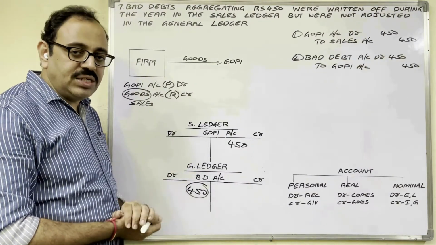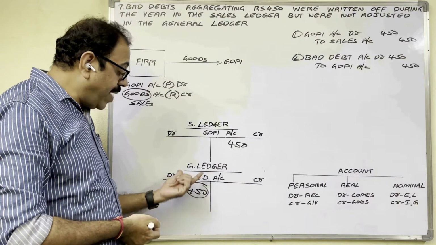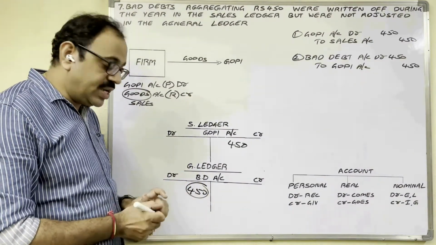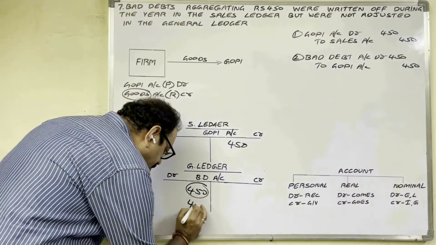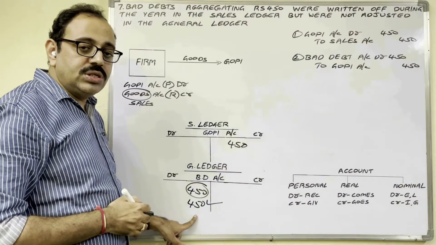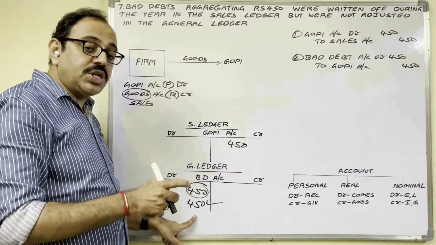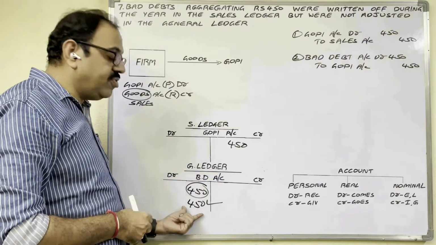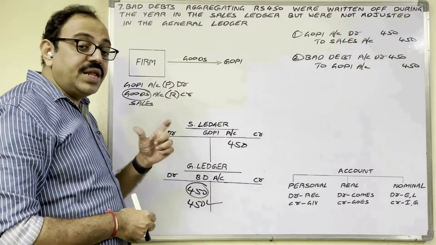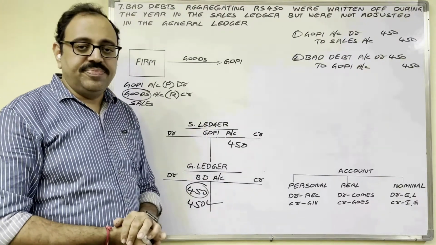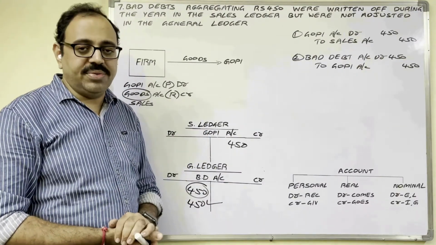Now we should rectify this error. Error is bad debt account is not debited with 450. How to rectify this error? Debit 450 rupees. Error is in only one account. Therefore, by using suspense account, we should rectify this error. So as bad debts are debited with 450, while writing the rectification of error entry, bad debt account should be debited. Suspense account should be credited.